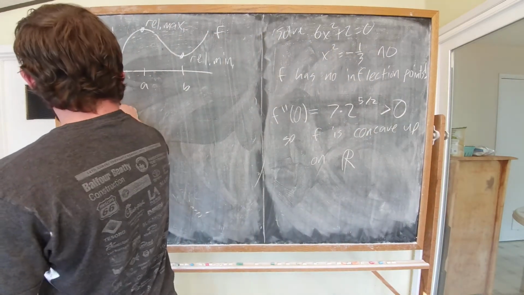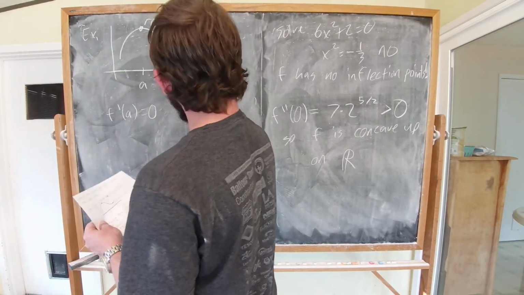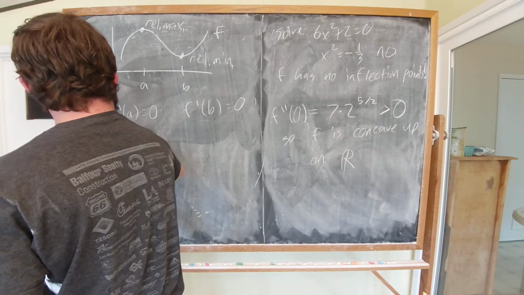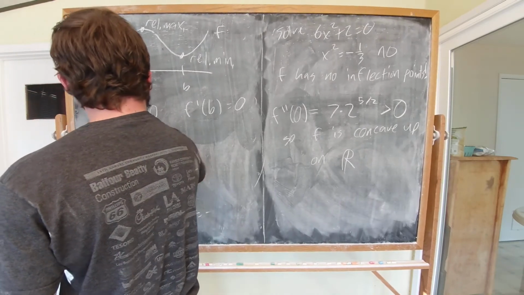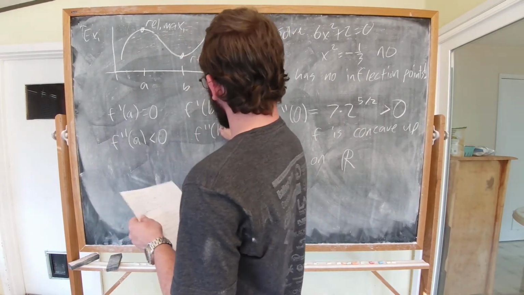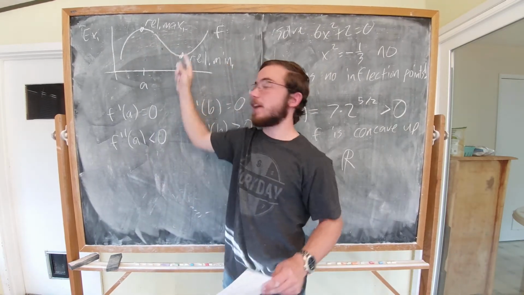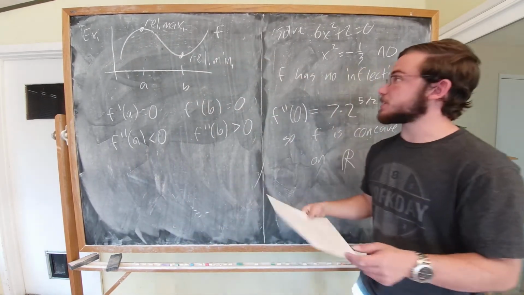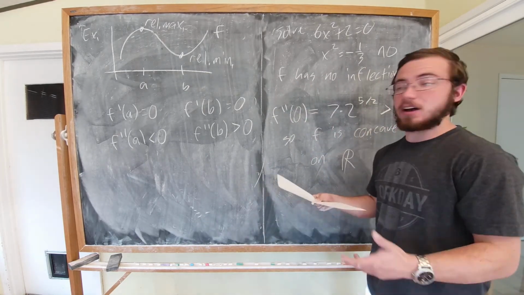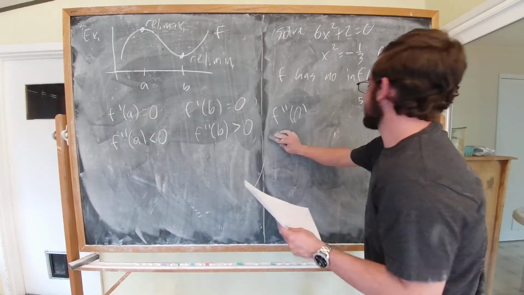Let's notice f prime of A equals 0, and f prime of B is equal to 0, but f double prime of A is less than 0. And here, f double prime of B is greater than 0, because the function is concave down there and concave up there. This gives us a hint to a new derivative test that will allow us to find minima and maxima of functions. We call it the second derivative test.